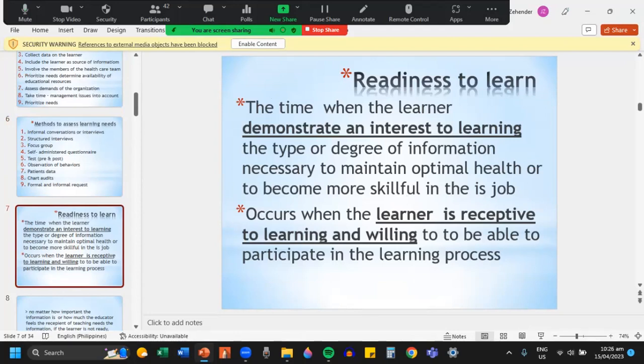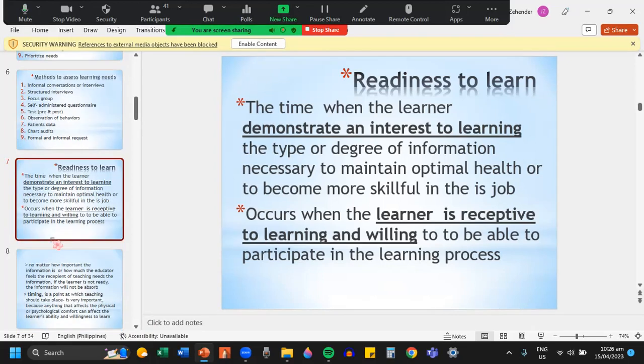Next, you have readiness to learn. Okay, so further discussion on this one. So this is the time when the learner demonstrates an interest to learning the type or degree of information necessary to maintain optimal health or to become more skillful in the job. Okay, so this occurs when the learner is receptive to learning and willing to be able to participate in the learning process. Okay, so very self-explanatory.